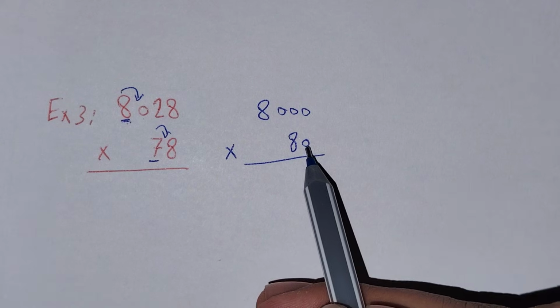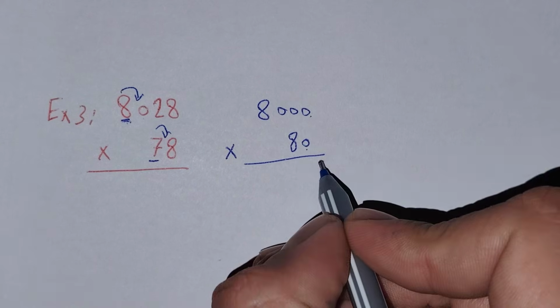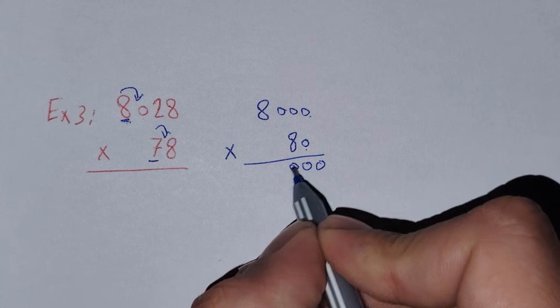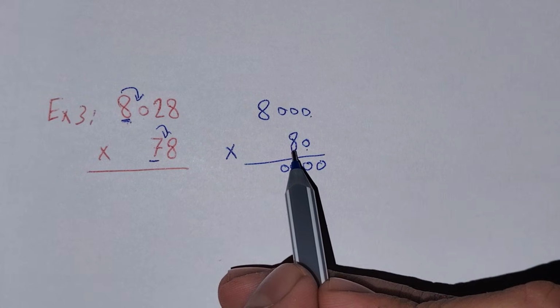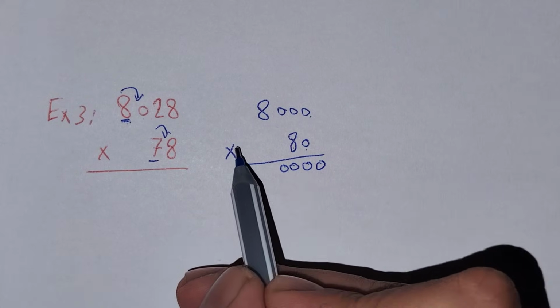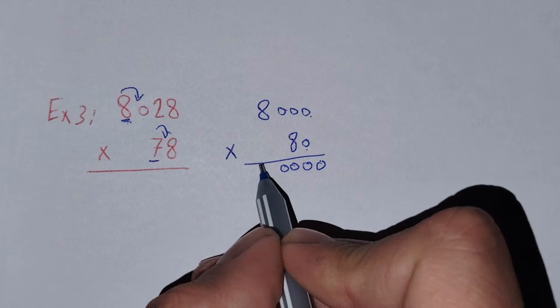Now same, 1, 2, 3, 4. I'll write 4 zeros and multiply the other digits, which is 8 times 8, 64.